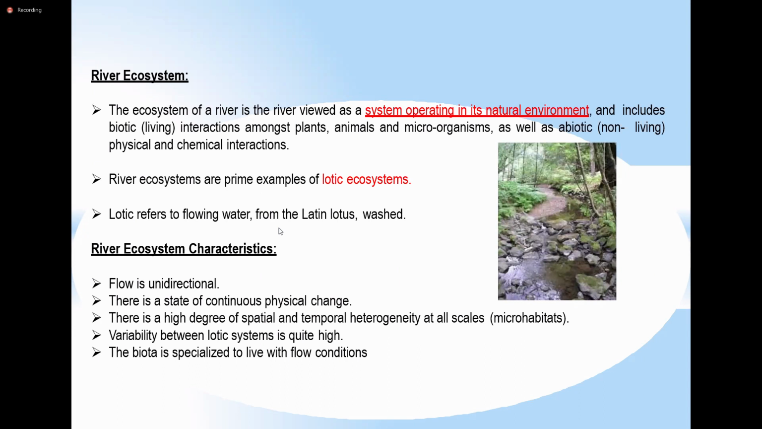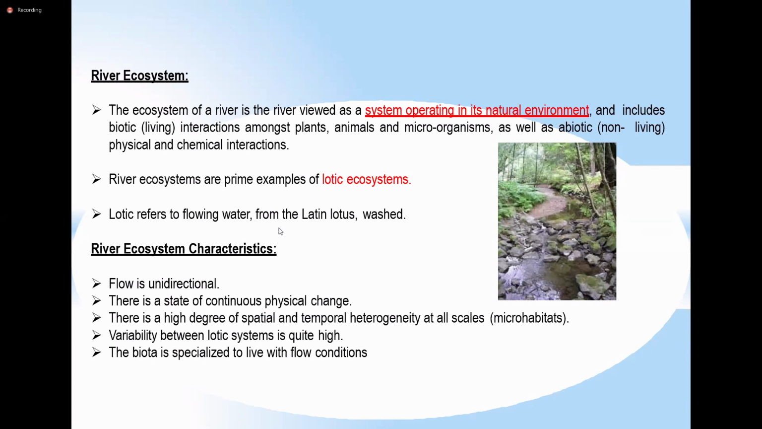Now coming to the third type, the third type of the freshwater ecosystem is the river ecosystem. Now, river ecosystem is viewed as a system operating in the natural environment. Okay, the rivers are never man-made. They are always natural, and they include biotic, that is living interactions among plants, animals, and microorganisms, as well as abiotic, that is non-living physical and chemical interactions. So both are present in all the three ecosystems of the freshwater.